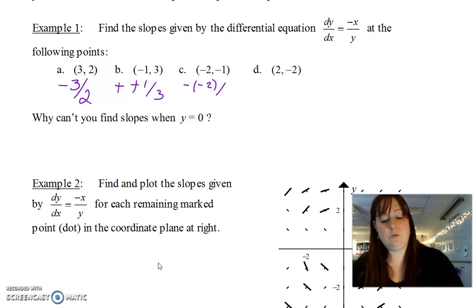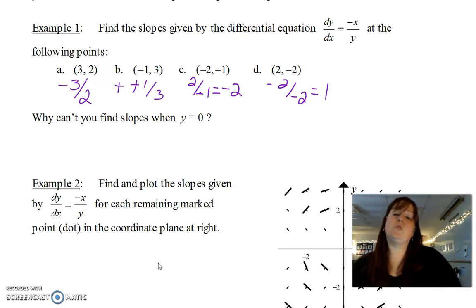Negative 2 over negative 1, so that makes a positive 2 on top. Wow, that is really ugly. Okay, that makes a positive 2 on top, and a negative 1 still on bottom, so that's going to be negative 2. And then the last one, if we had negative 2 over negative 2, that is going to give us 1. Okay, so those are the slopes of this function at each point.